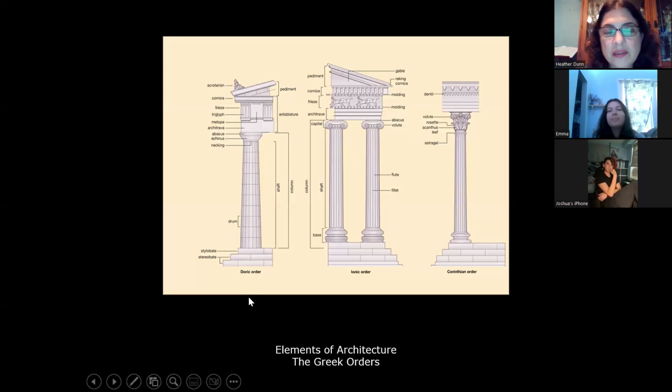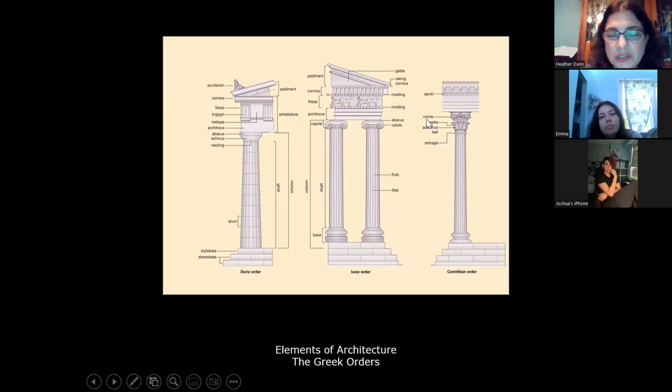So we've been talking about the different columns. We have our three styles of Greek columns, the Doric, the Ionic, and the Corinthian, and the differences between these different styles, such as how the columns are different. We have our capital here is very plain. It becomes fluted in the Ionic, and then it has acanthus leaves in the Corinthian order, and many more things that we just talked about.